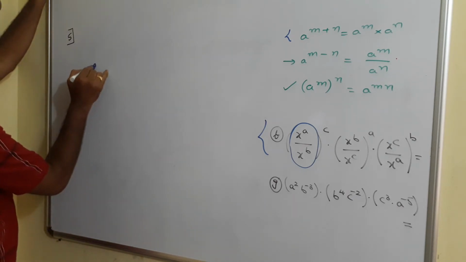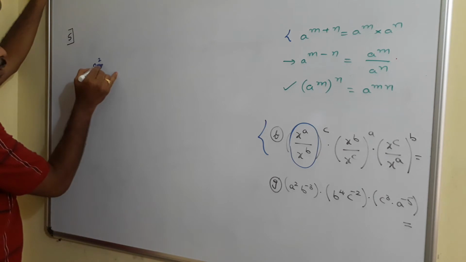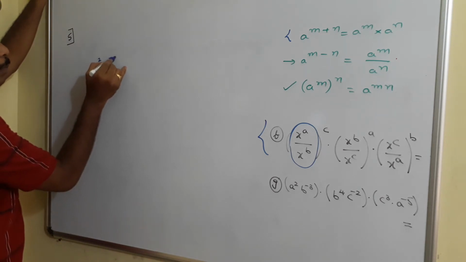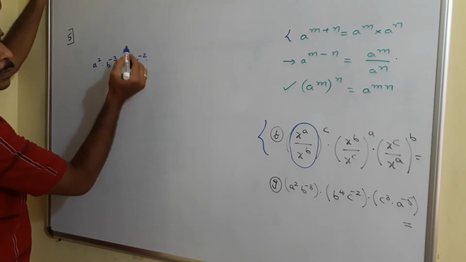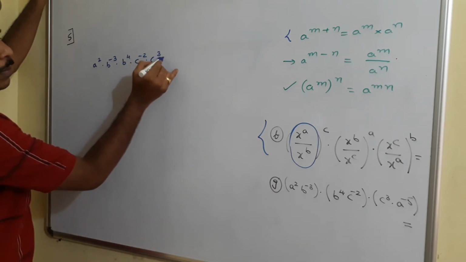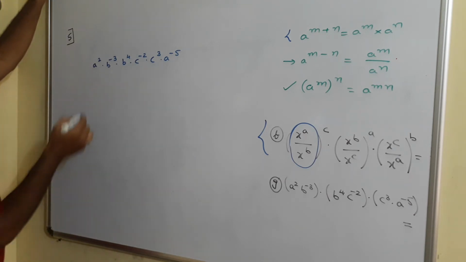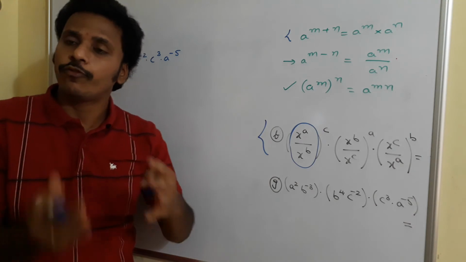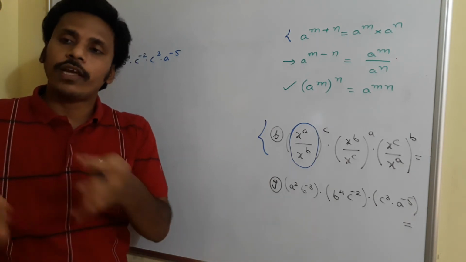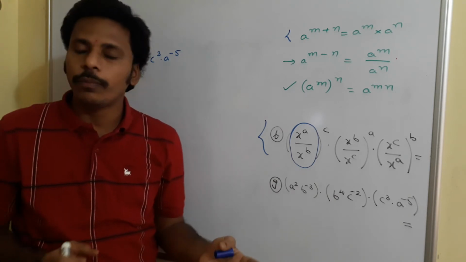Z, very simple to solve with the laws of exponents. I have a square b minus 3. So by the algebra, this is simply nothing but a square into b power minus 3 into b power 4 into c power minus 2 into c power 3 into a power minus 5. Since it is the multiplication, we know that 3 into 4 into 5 is simply nothing but 4 into 3 into 5 or 5 into 3 into 4. If you change the order, the value of the multiplication won't change.